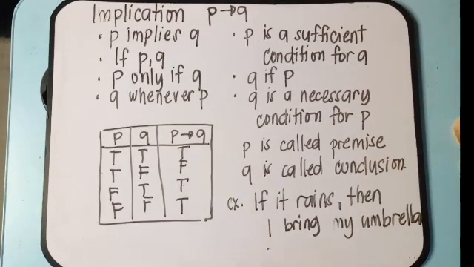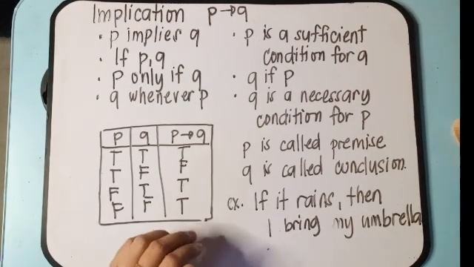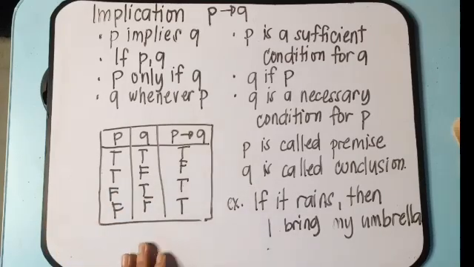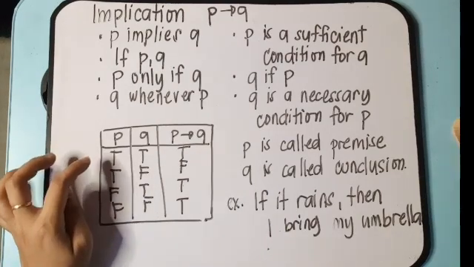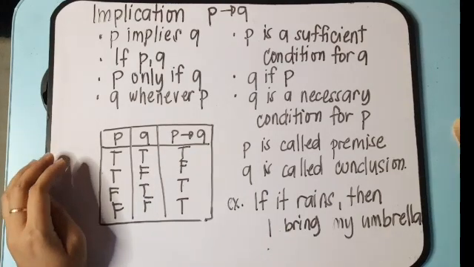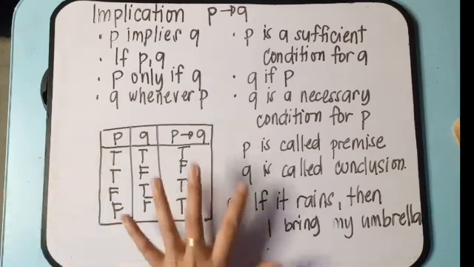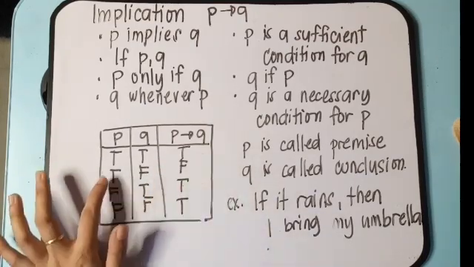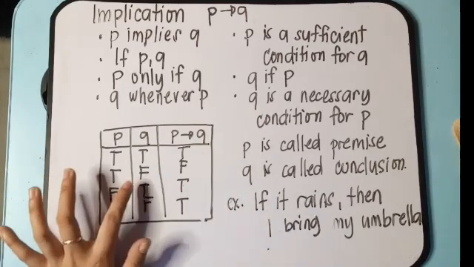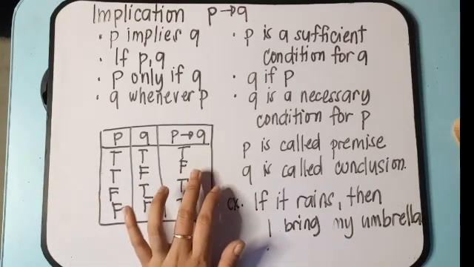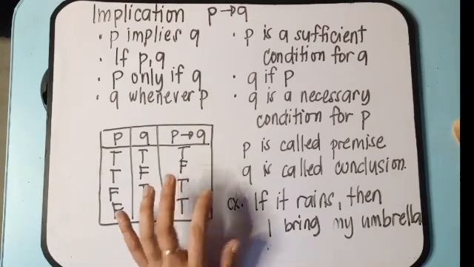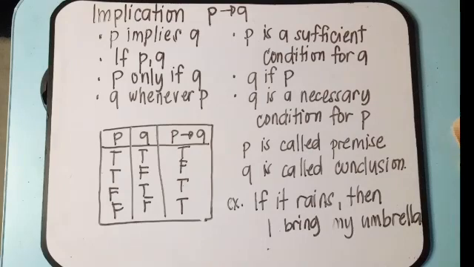8. So, for the implication class, we have the truth table here. We use the symbol arrow to the right. From this truth table, if the proposition is true and the second is false, then the truth value of the implication is false. Then the rest ay true na. Okay? So that is the truth table for the implication.